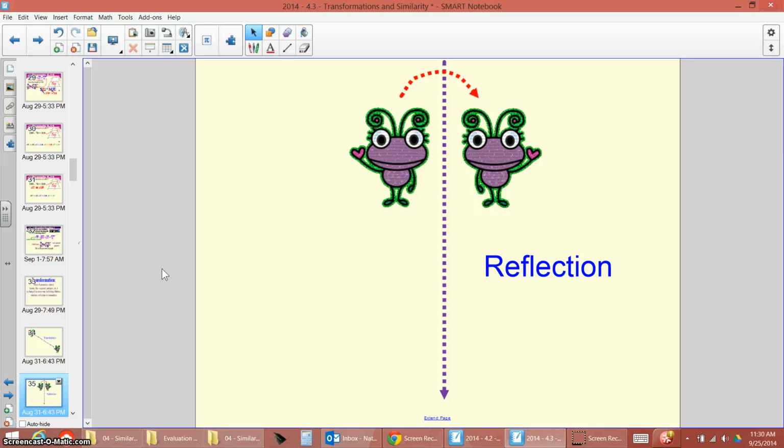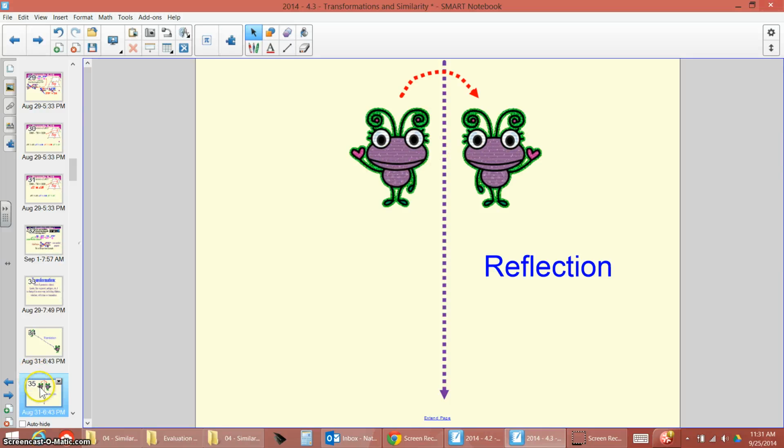Now a reflection changes only in that I've flipped it over a line. Reflections always have a line of reflection. I'm reflecting it over this line. And notice how her left hand becomes her right hand. She's been flipped over like a pancake.